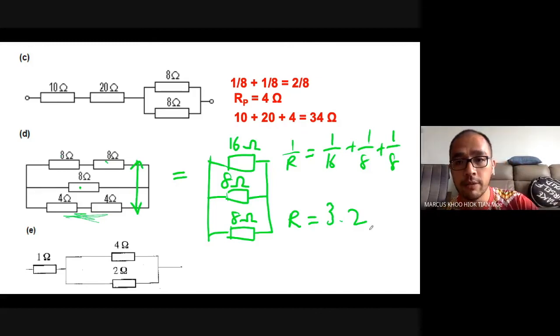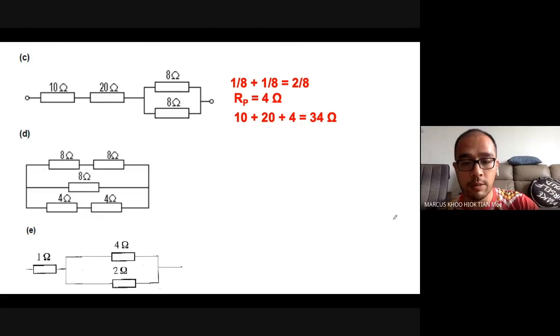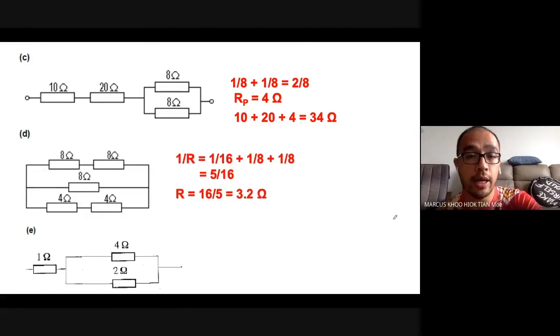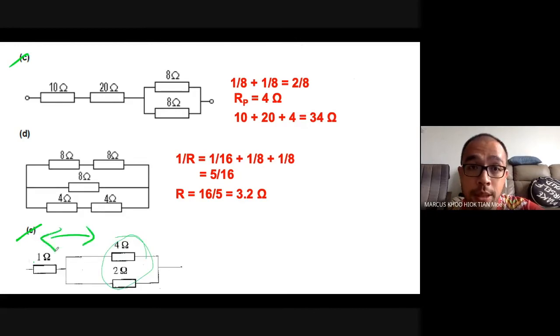So the answer for this, 3.2, is probably correct. Yeah, 3.2. Question E and question C are almost the same. You do the parallel one first, and then you combine. I'm going to continue because I just want to give you the hint first, and then you try to answer the questions on your own.